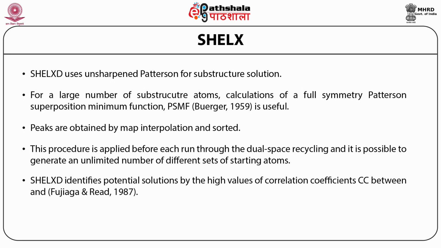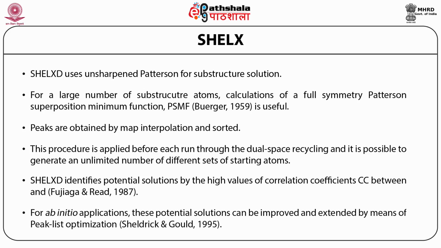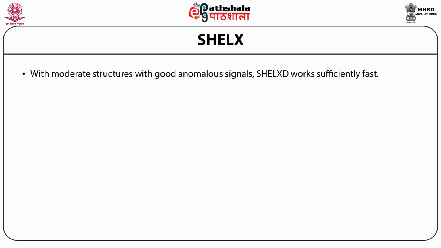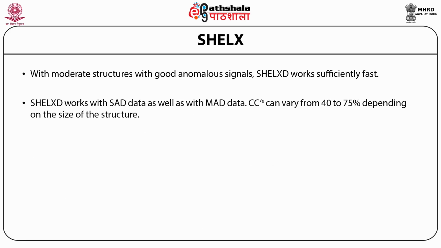SHELXD identifies potential solutions by the high values of correlation coefficients, CC. For ab initio applications, these potential solutions can be improved and extended by means of peak list optimization. With moderate structures with good anomalous signals, SHELXD works efficiently and fast. SHELXD works with single wavelength anomalous diffraction data as well as multi-wavelength anomalous diffraction data. Here, the CCs can vary from 40 to 75% depending on the size of the structure.